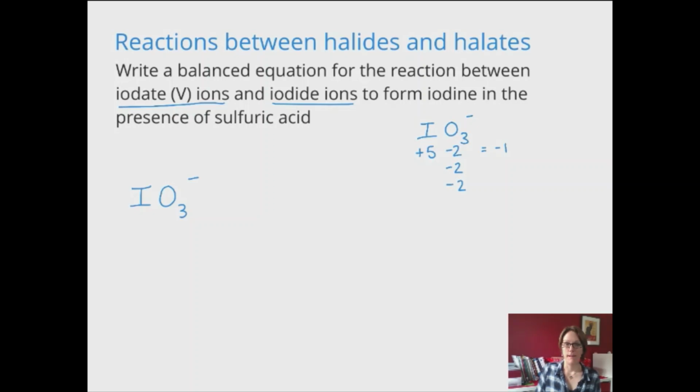And there are lots of trends in this. Iodate 7 would be IO4-. You're just adding an oxygen and making it more positive by 2 each time. Iodide just means I-. Simple. That's what the "ide" means at the end. It means the negative ion of that atom. And then iodine means I2. That's what we always mean in chemistry when we talk about halogens on their own.